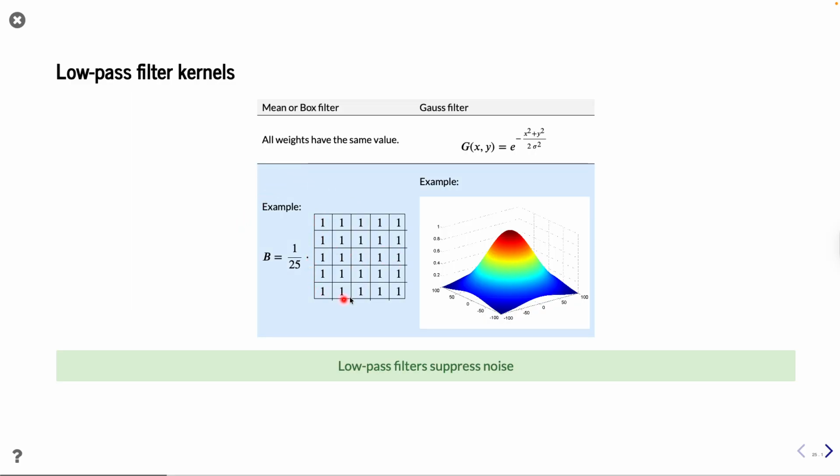And if you want to have a recap on convolution, 3Blue1Brown has a very nice illustrative movie where they explain what the convolution is actually doing and demonstrate it visually.